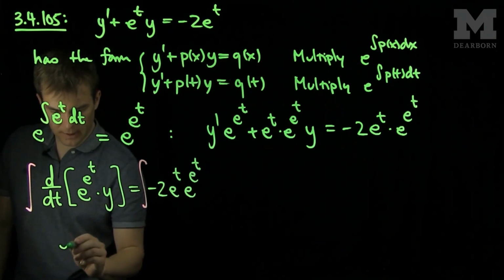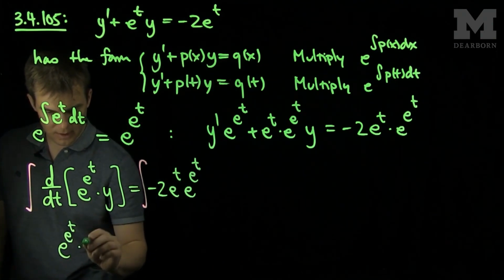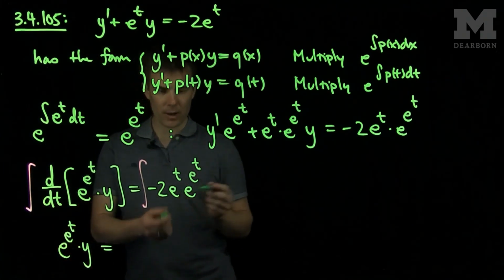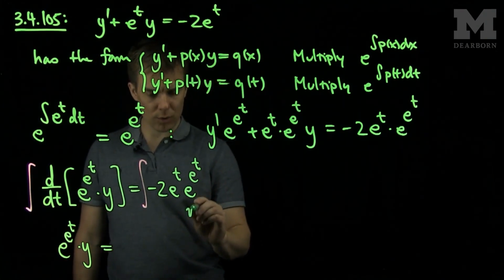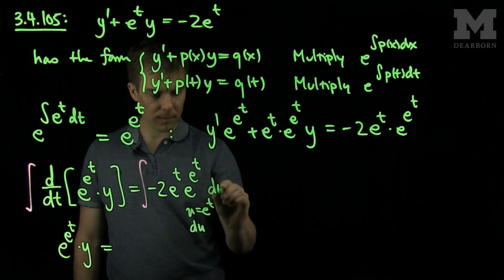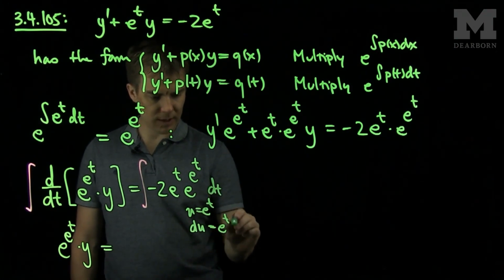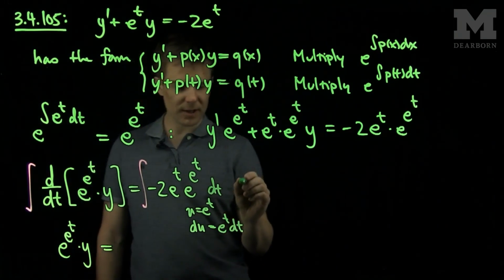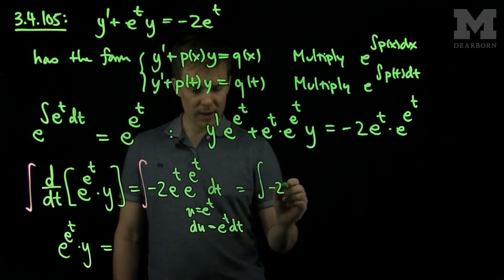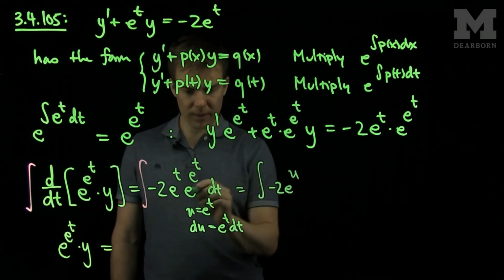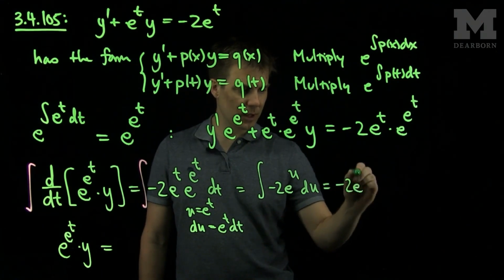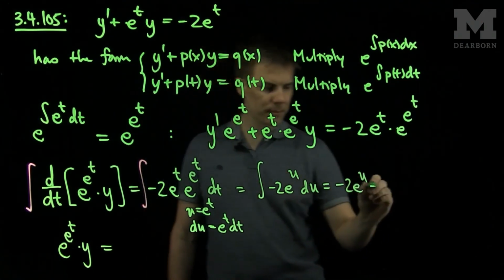The left-hand side is e to the t times y. And the right-hand side, if we make a u substitution, if we let u be e to the t, then du will be e to the t dt. And this integral over here will turn into the integral of negative 2. Then I will have an e to the u, and then I will have a du. So this will be negative 2 e to the u plus c.